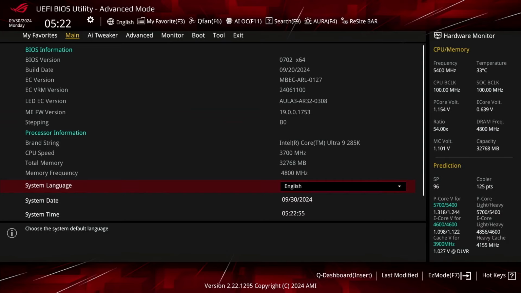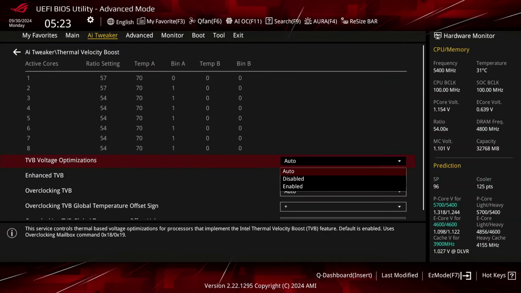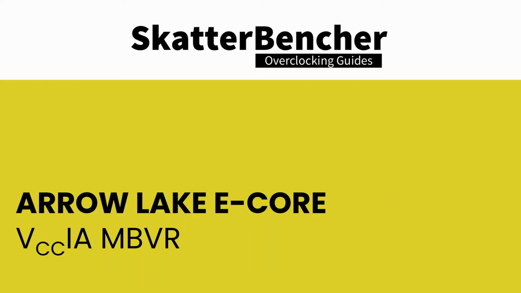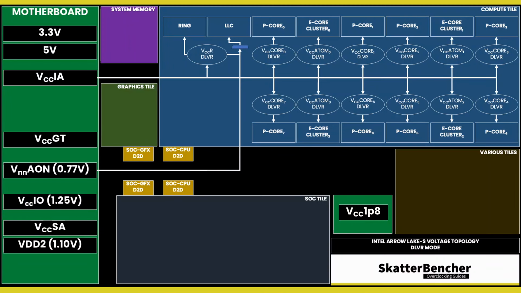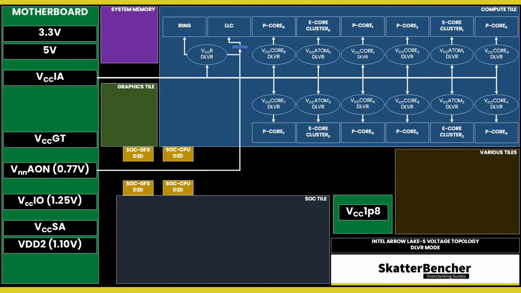In the ASUS ROG BIOS, you can enable or disable the thermal velocity boost voltage optimizations via the AI Tweaker Thermal Velocity Boost submenu. The external VCCIA motherboard voltage regulator, or MBVR, provides the input voltage for the individual P-core, E-core clusters, ring, last level cache, and E-core L2 cache. Each P-core, E-core cluster and ring have an individual digital linear voltage regulator, or DLVR, which sits between the VCCIA voltage rail and the IP blocks.